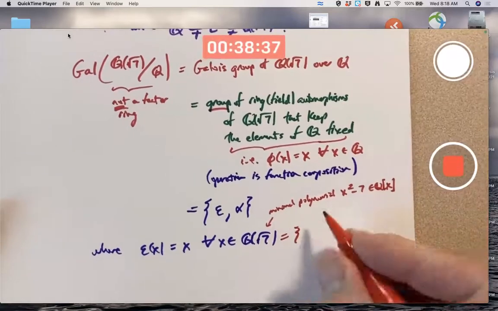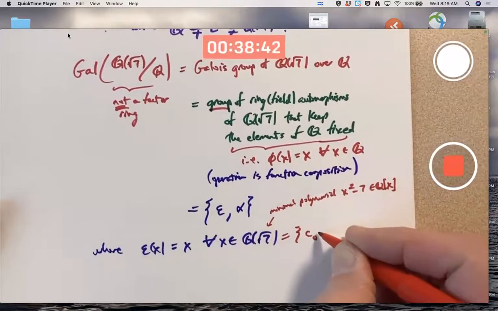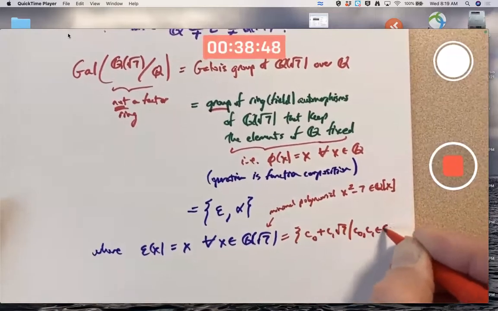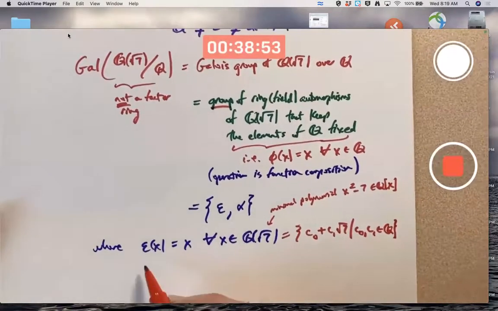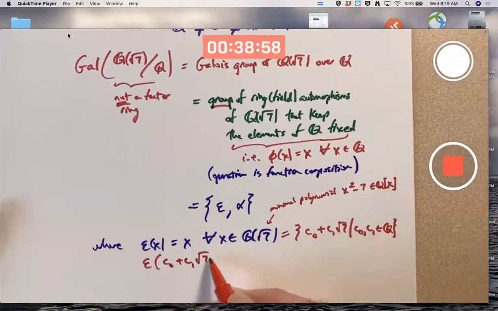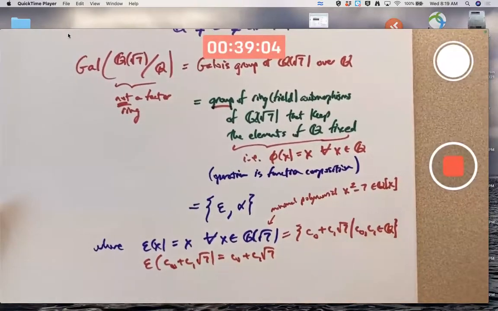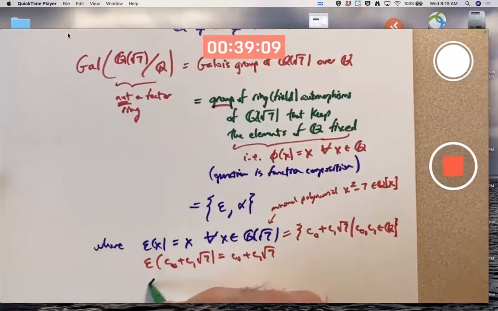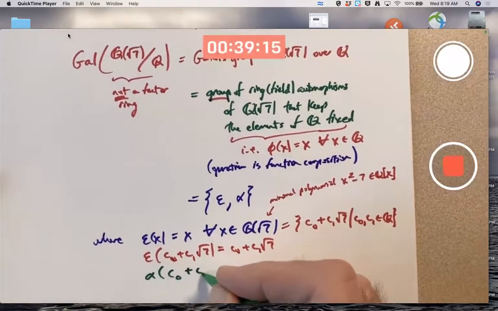You can write all the elements, writing them the other way this time, as C0 plus C1 root 7, where C0 and C1 are in the base field Q. So I also could have written the formula for epsilon as epsilon of C0 plus C1 root 7 equals C0 plus C1 root 7. What does alpha equal? What does alpha apply to an arbitrary element C0 plus C1 root 7?